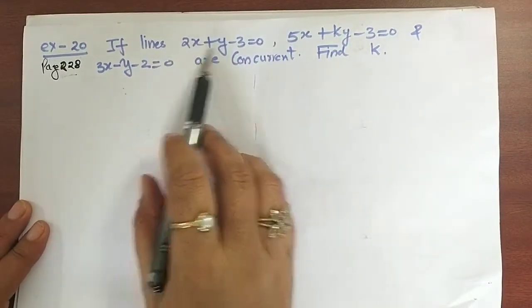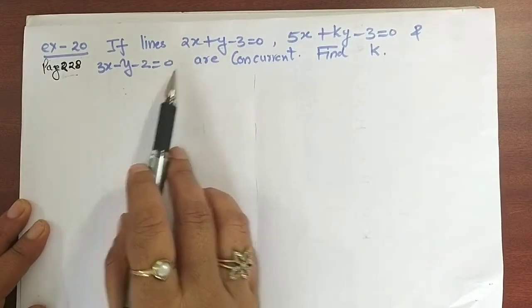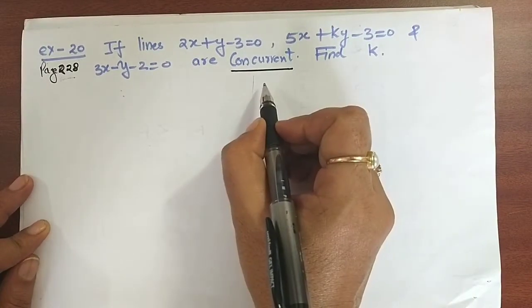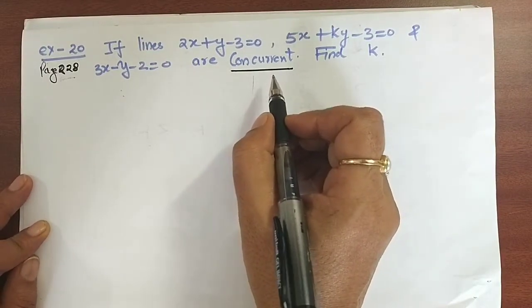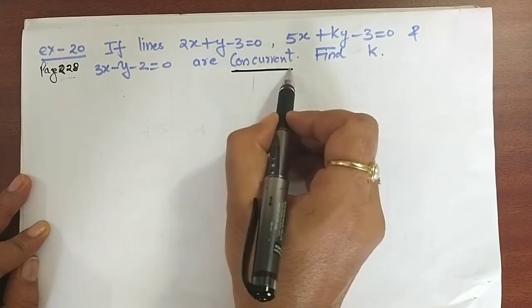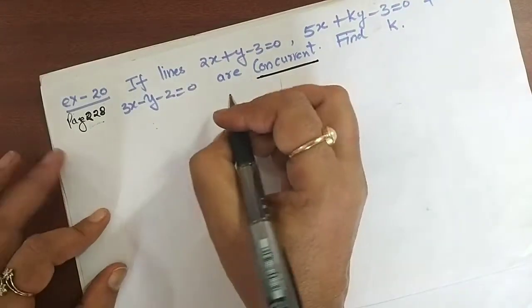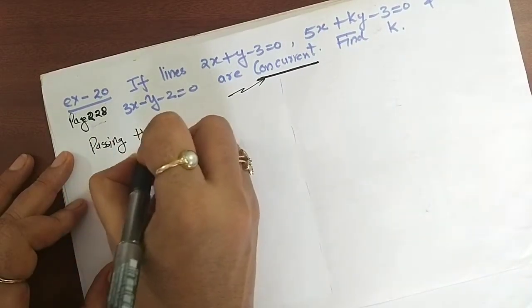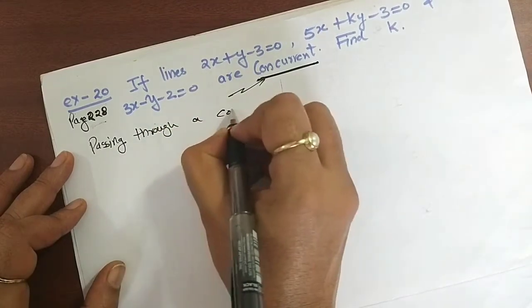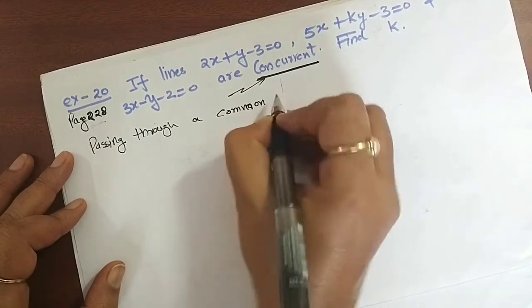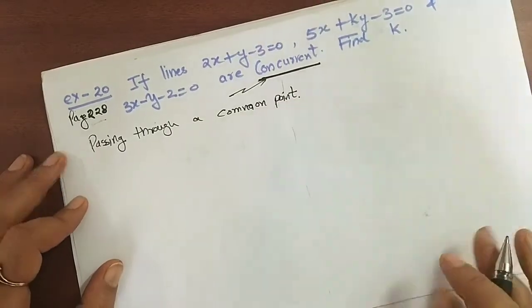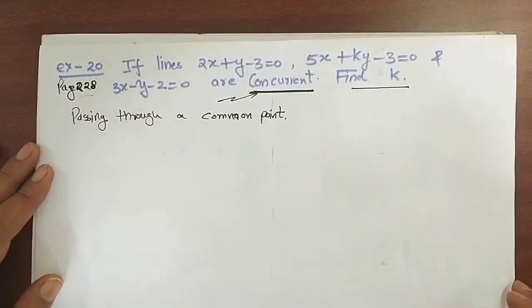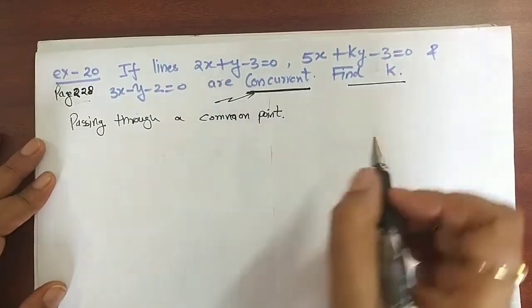So the question says this line and this line are concurrent. So this is the keyword, concurrent. They're not talking about collinear. If they are points, they talk about collinear. But if there are lines, they have to be concurrent, meaning passing through the same point. So what is the meaning of concurrent, guys? Passing through a common point. There will be some common point where all three lines are passing through, and you have to find the value of k.